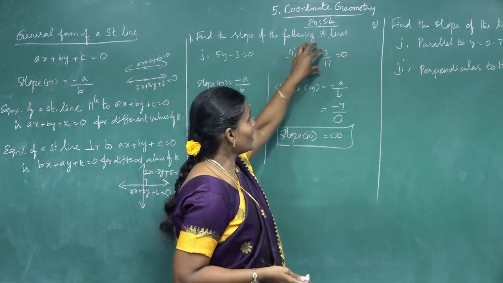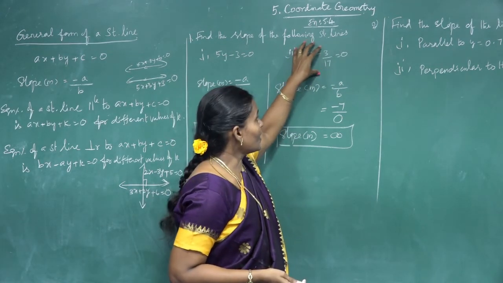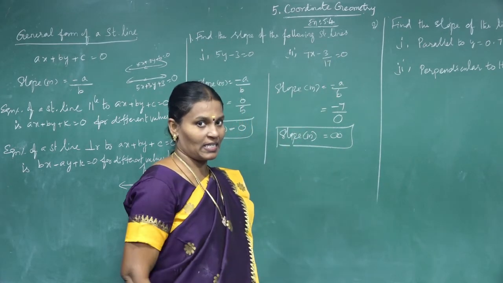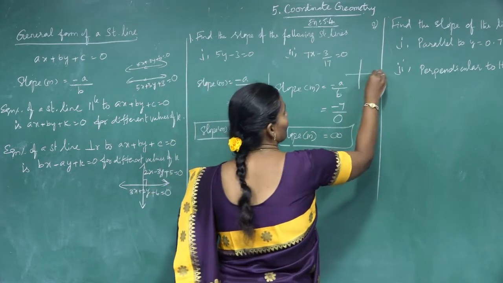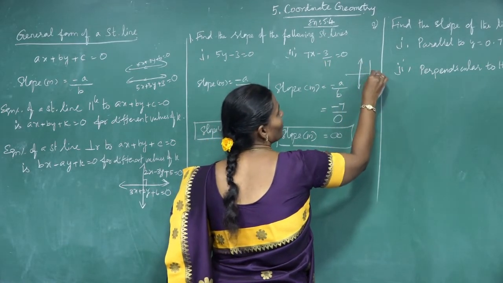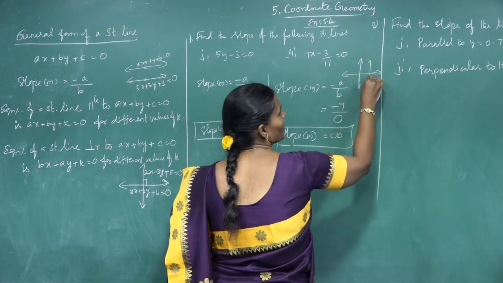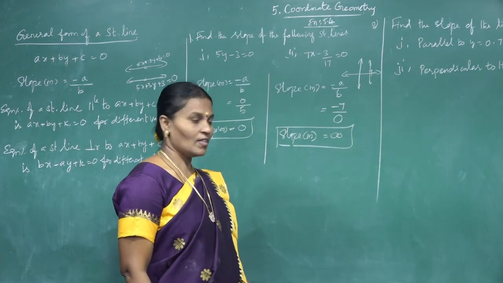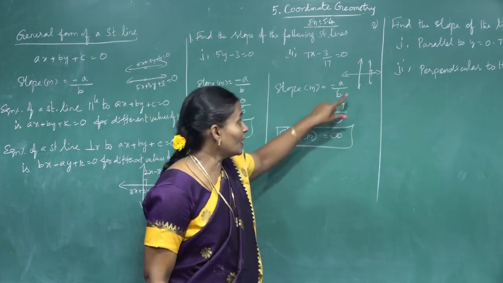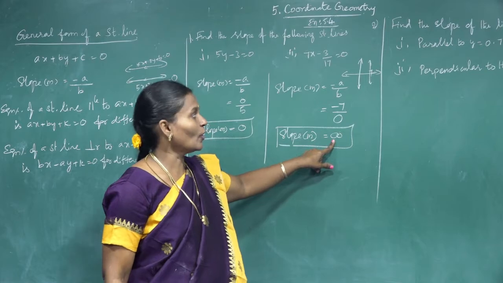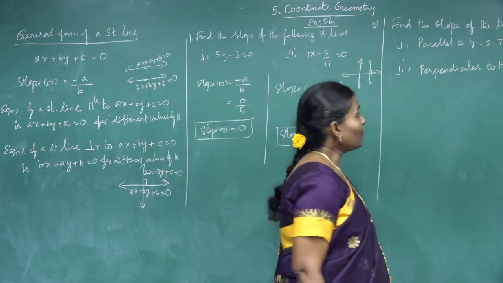That means here x is equal to something. So this x is equal to something means that it is parallel to the y-axis. Parallel to the y-axis means it is perpendicular to the x-axis. Perpendicular to the x-axis, so the slope of that line is infinite. Understand children? Good. Now we see the second sum.